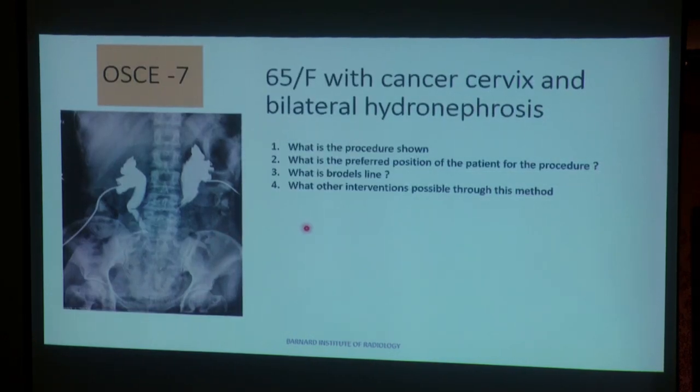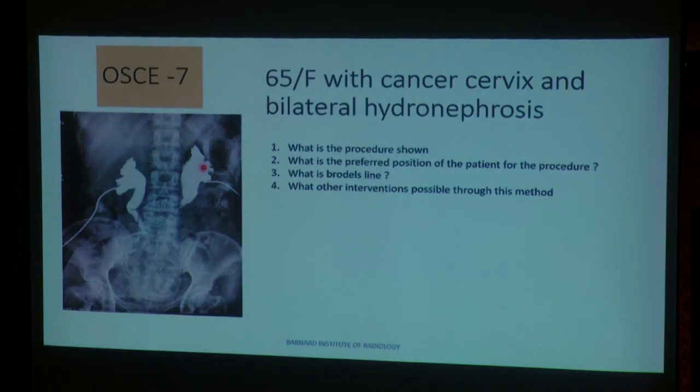This is a contrast image of a 65-year-old female with cancer cervix and bilateral hydronephrosis. So what is the procedure shown? What is the preferred position of the patient for this procedure, and what is Brodel's line, and what other interventions are possible through this method?